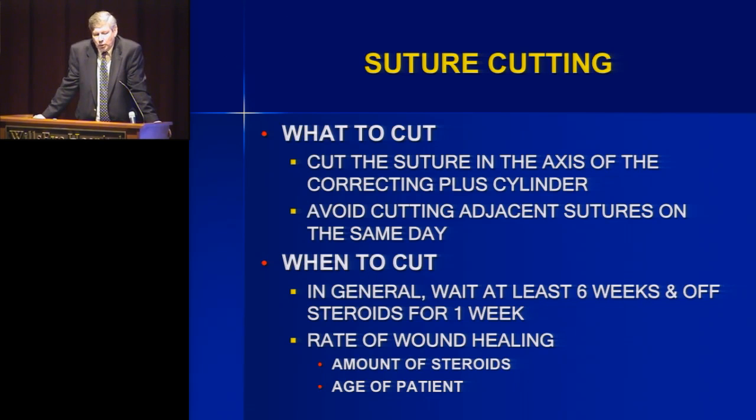When to cut? In general, you want to wait at least 6 weeks and have them off steroids for a week. But some of this depends on the rate of wound healing. And the rate of wound healing is affected by the age of the patient. So old people don't heal the wound as quickly. And also the amount of steroids. If for some reason you had them on the prednisone drops 6 times a day for 4 weeks, and now you've just tapered them off, their wound healing isn't going to be the same as somebody else.